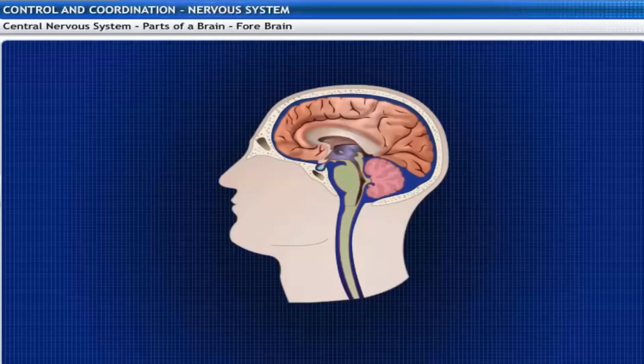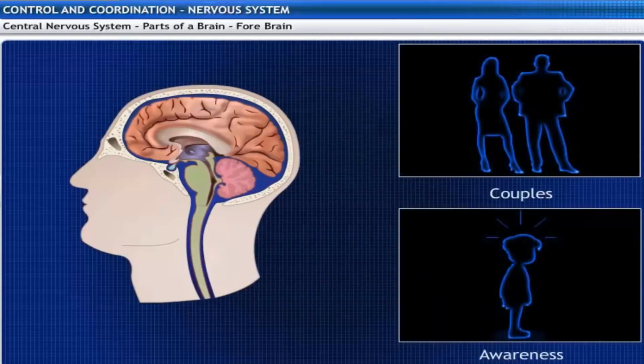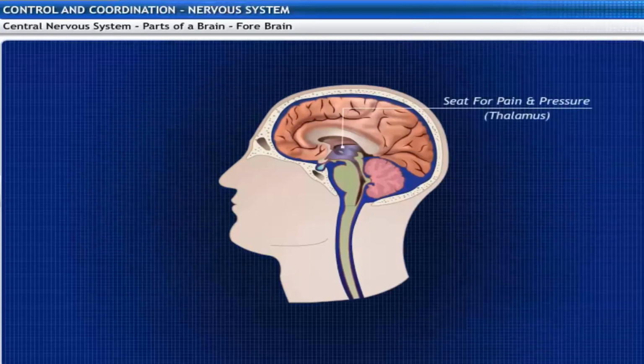Diencephalon consists of thalamus and hypothalamus. The thalamus plays a major role in regulating arousal and the level of awareness. It is the seat for pain and pressure. The hypothalamus regulates the temperature in the body.